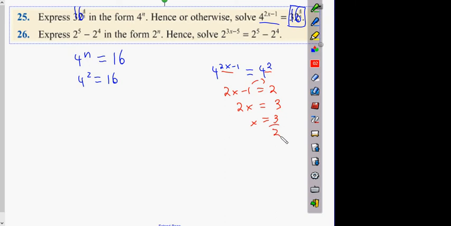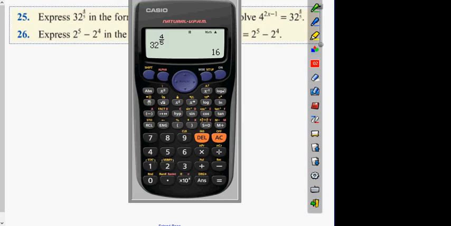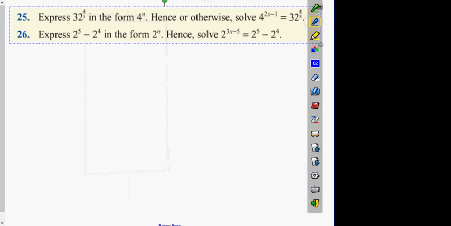Now, guys, that's reasonably handy, but using the calculator at the start is the really important part. So look at number 26, for example. Number 26, what we have here is 2 to the power of 5 minus 2 to the power of 4. And what we're going to get here is, guys, 16 again. 16 is the answer for this part here.